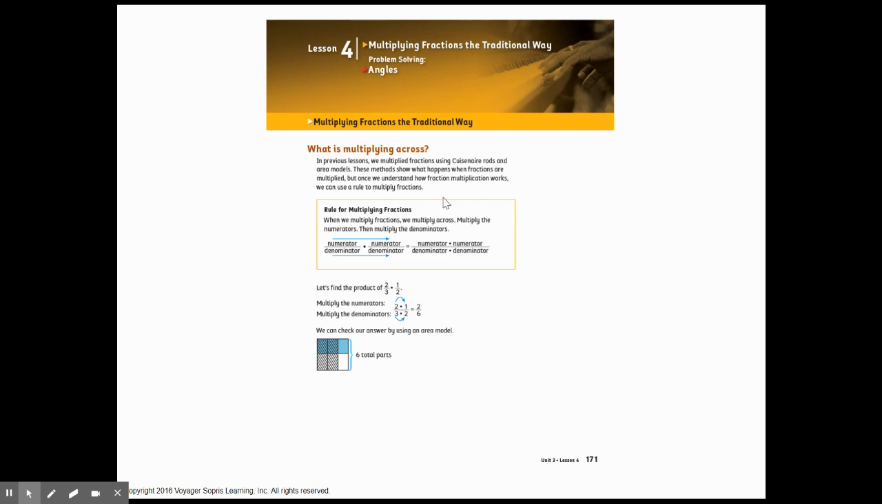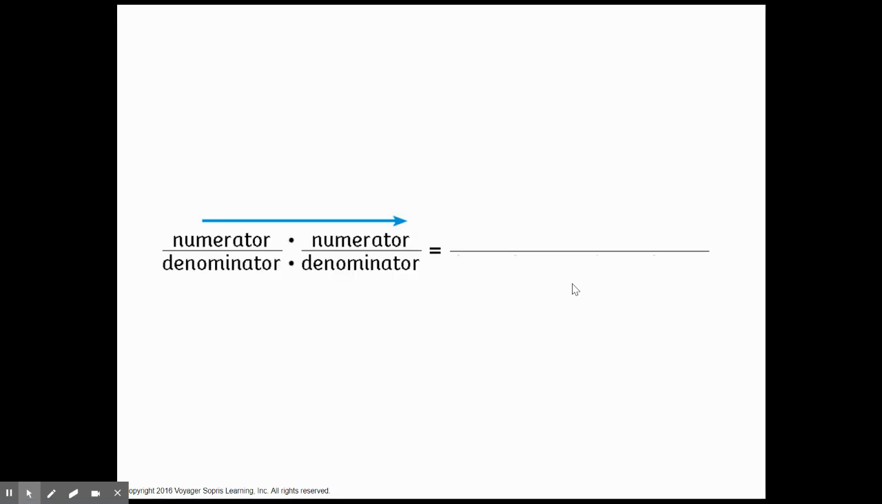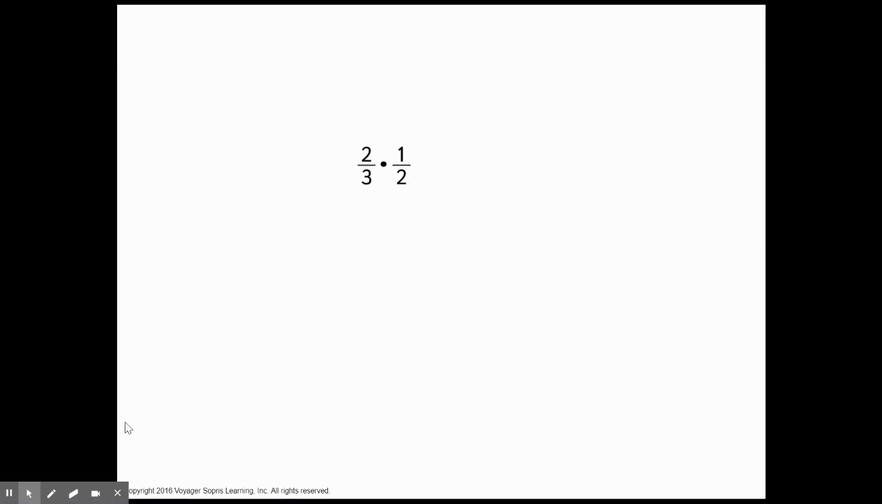What is multiplying across? We've already learned how to multiply fractions by using fraction bars and area models. There is a shortcut that's actually easier. We can multiply the numerator by the numerator and the denominator by the denominator to get the answer. Let's try it with this problem.